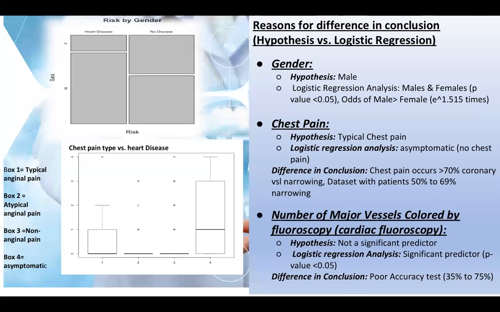We also hypothesized that the number of vessels colored by fluoroscopy using the cardiac fluoroscopy technique is not a significant predictor. However, the analysis revealed the opposite result. The reason for the difference in conclusion is the poor accuracy of this test to predict heart disease, giving a high number of false positives in the data set.